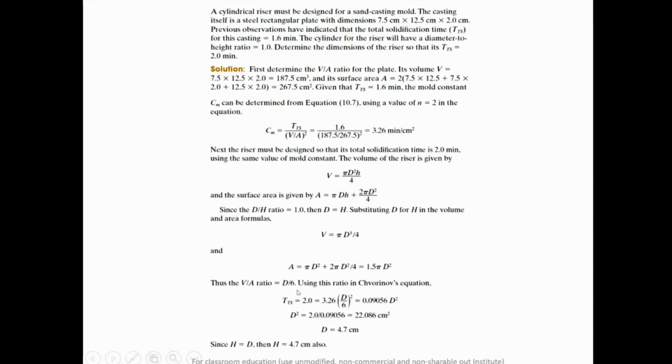Now use this ratio in the Chvorinov equation. You put TTS equals 2 equals C_m times (d/6) squared, and by solving this equation you calculate the value of d equals 4.7 centimeters. Since it was earlier fixed that d by h equals 1, h also comes out to be 4.7. So this is the method of designing a riser using the Chvorinov equation of solidification time.